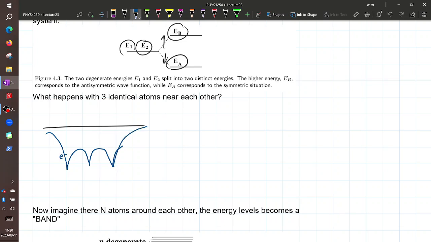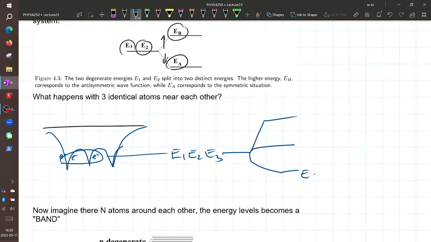So now we get 3 electrons. Initially, they had the same energy, E1, E2, E3. If they were far away from each other, they have their own energy, that are the same. But when they're next to each other, they get broken up into 3 different energy states, EA, EB, EC, where this is the lowest energy state, and this is the highest, and there'll be some middle one, okay?